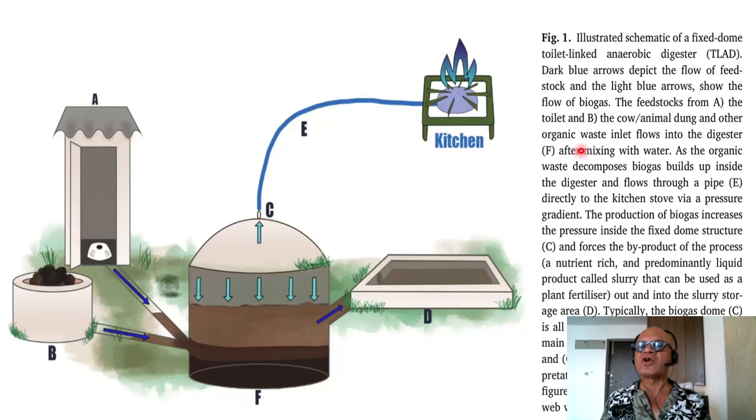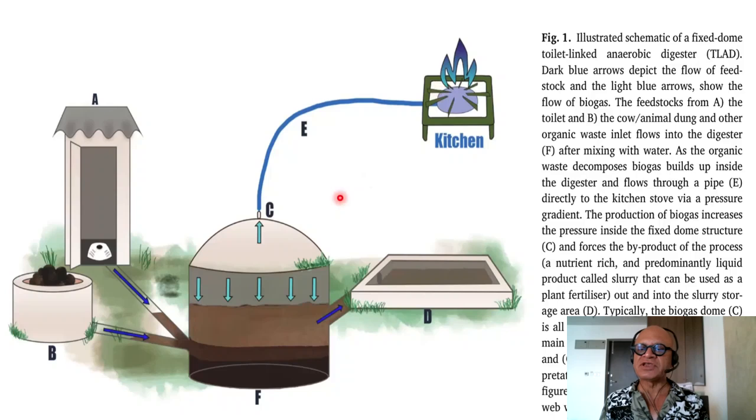Dark blue arrows depict the flow of feedstock and the light blue arrows show the flow of biogas. So you have human waste coming in and biogas going out, and you have certain byproducts as well. The feedstock from the toilet and the cow and animal dung and other organic waste flows into the digester after mixing with water. For anaerobic digestion you need some water. As the organic waste decomposes, biogas builds up inside the digester and flows through the pipe E directly to the kitchen stove via a pressure gradient.